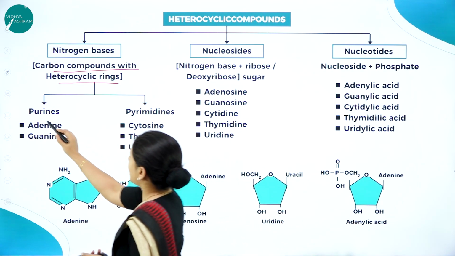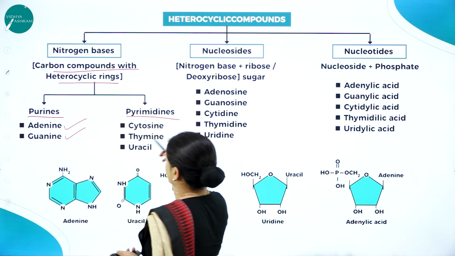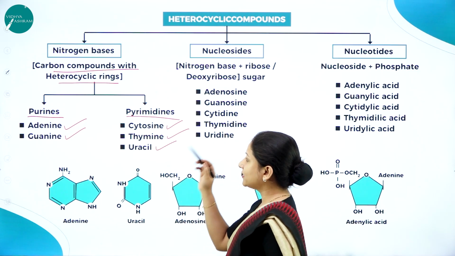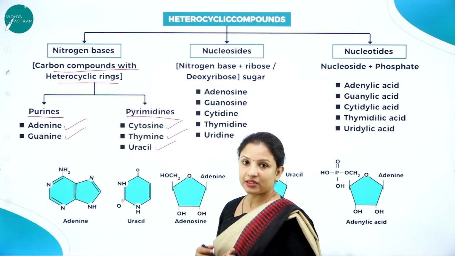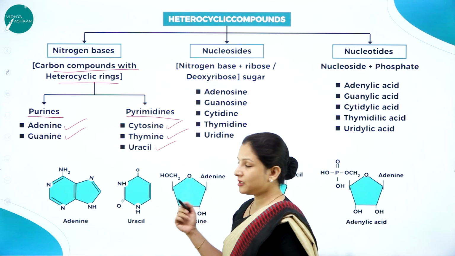So in purines and pyrimidines, under purines there is adenine and guanine. Under pyrimidine there is cytosine, thymine and uracil. Adenine, guanine, cytosine and thymine, you get to find them in DNA. Adenine, guanine, cytosine and uracil, you get to find them in RNA.